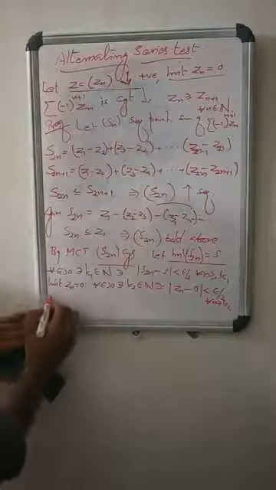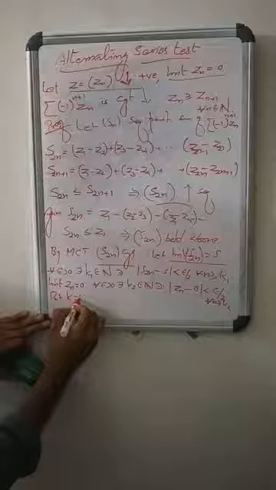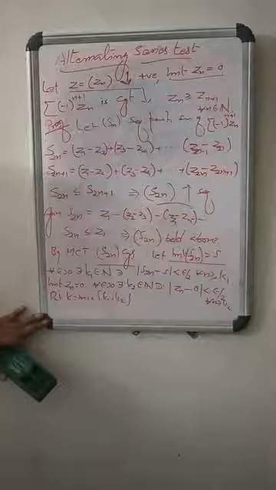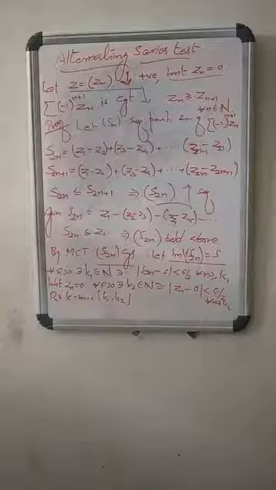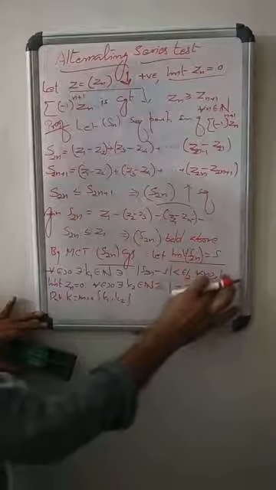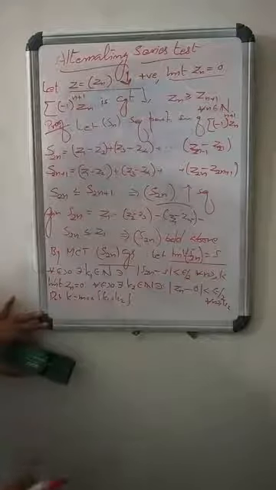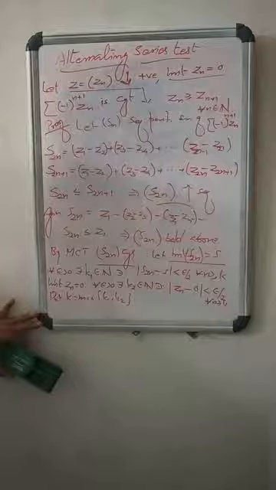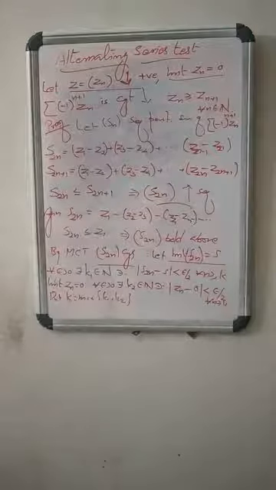Put k equals maximum of k1 and k2. So these two results hold for this k. That means modulus of s_{2n} minus s is less than epsilon by 2 for all n greater than or equal to k, and modulus of z_{2n} minus 0 is less than epsilon by 2 for all n greater than or equal to k.